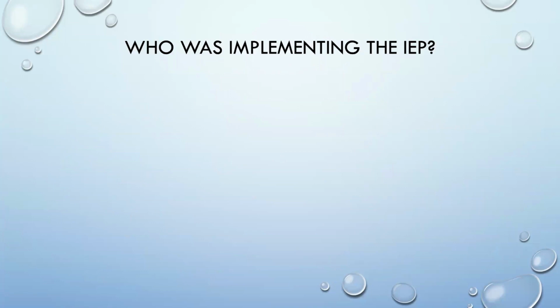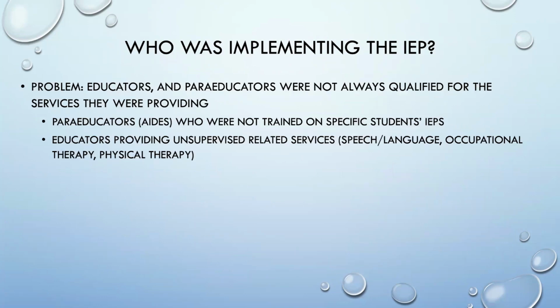Another issue that arose with implementation of the IEP during the COVID pandemic was the question of who is implementing the IEP. We've talked about that some with regard to parents implementing the IEP, but the other problem was that there were educators and paraeducators who were not always qualified for the services that they were providing. The IDEA requires that the IEP have a statement of who's going to be providing what kinds of services for how many minutes, what the frequency is, and for how long a period of time, what's the location.